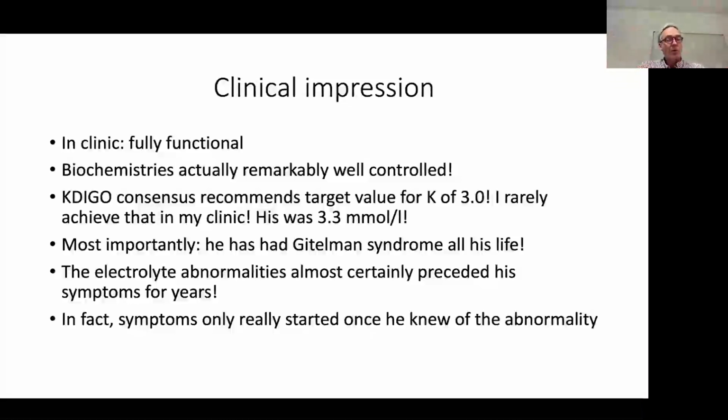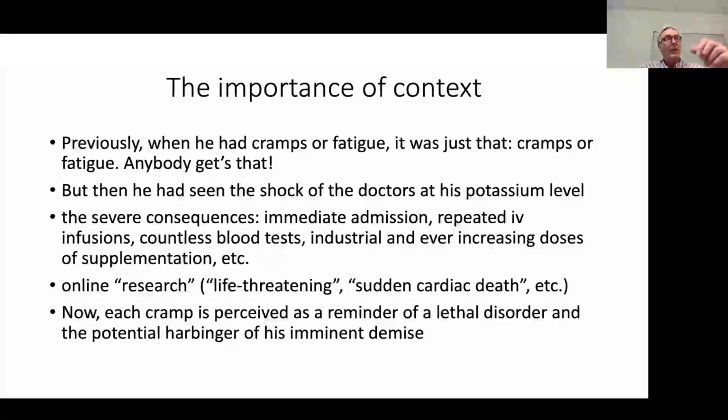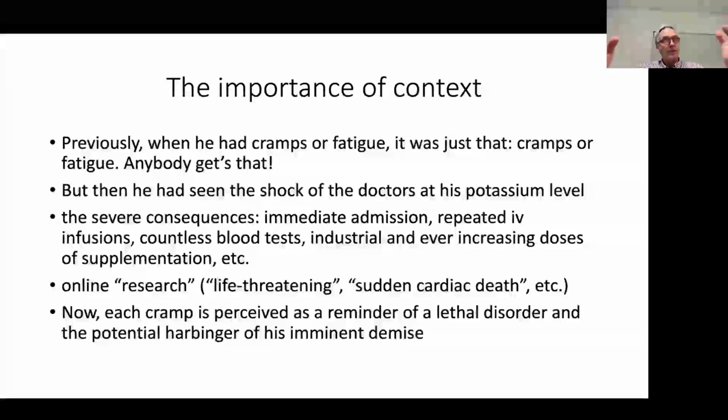me and what I tried to communicate to him was he had Gitelman syndrome since birth. This is an inherited disorder. He most likely has been having abnormal electrolytes and a potassium of 2.6, as it was at presentation, for many years before. But he did not have any conscious symptoms for it. The symptoms really only started once he knew of the abnormality. And that is something that's really important, I think, because it's the importance of context.